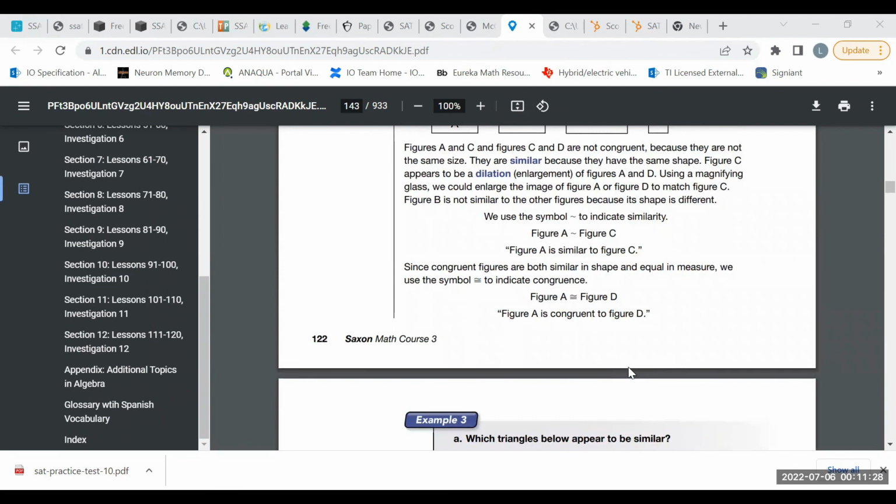Now, congruency symbol. If you have figure A congruent to figure D, then the congruency symbol is this. You write a tilde and two lines at the bottom. This is for congruency. Okay? Now for similarity, you just write this. Any questions here? No.